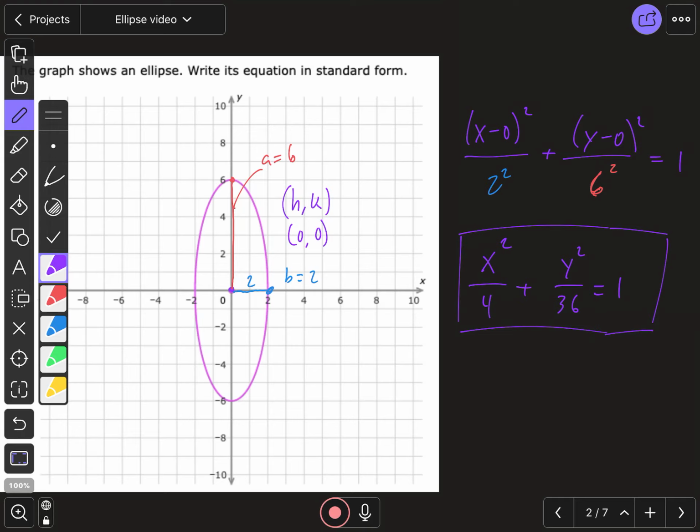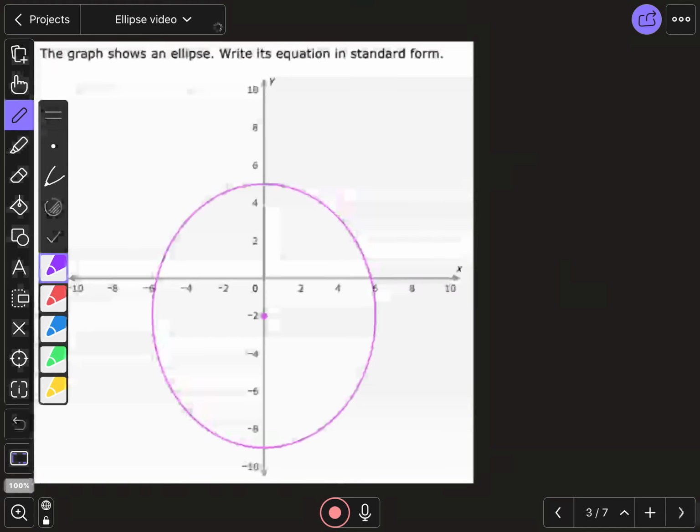And it gives you a button for fractions, it gives you a button for squaring, and it gives you a button for parentheses to use for all those things. So let's get to a different one.